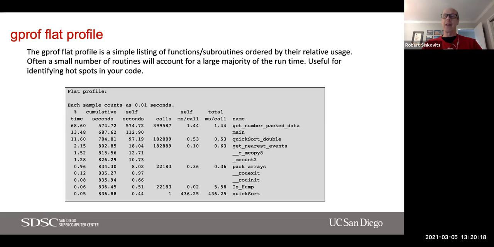There was an application that I had profiled a few years ago, which was the exact opposite of this, where the usage was spread out pretty evenly across 30 or 40 different routines, each of which were taking 2 to 3%. So that would have been a really tough task. But in this case, we know immediately to zero in on get number packed data.